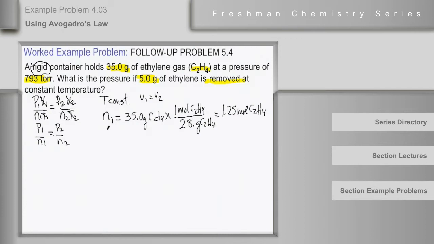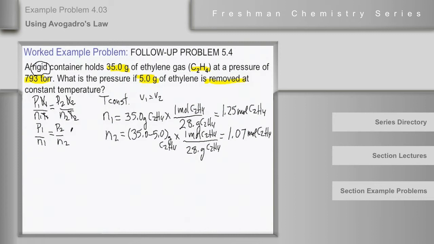Now N2 is figured out in the same way after we subtract 5 grams of ethylene from the 35 that was there. So we have 35.0 minus 5.0 grams of C2H4 times the same factor, 1 mole of C2H4 over 28 grams C2H4, and that gives us about 1.07 mole of C2H4 for N2.